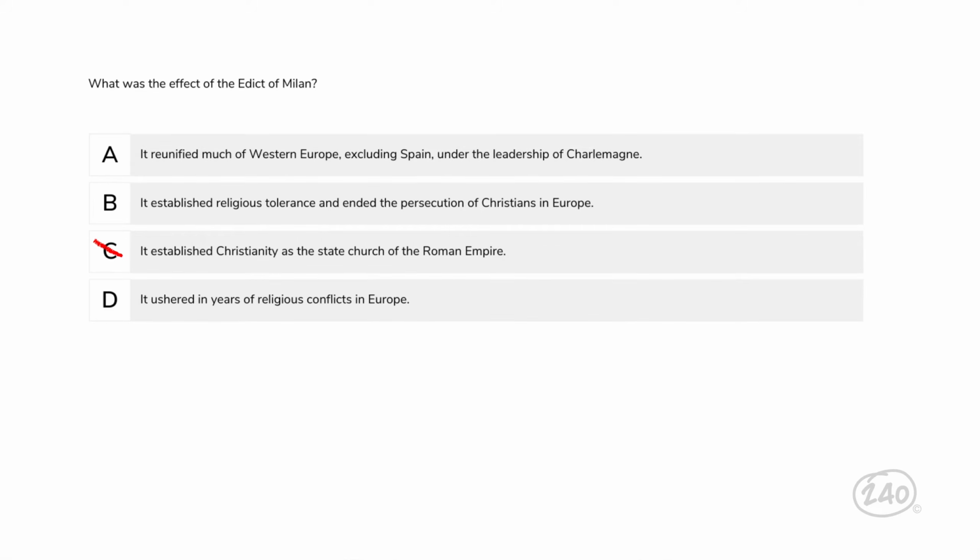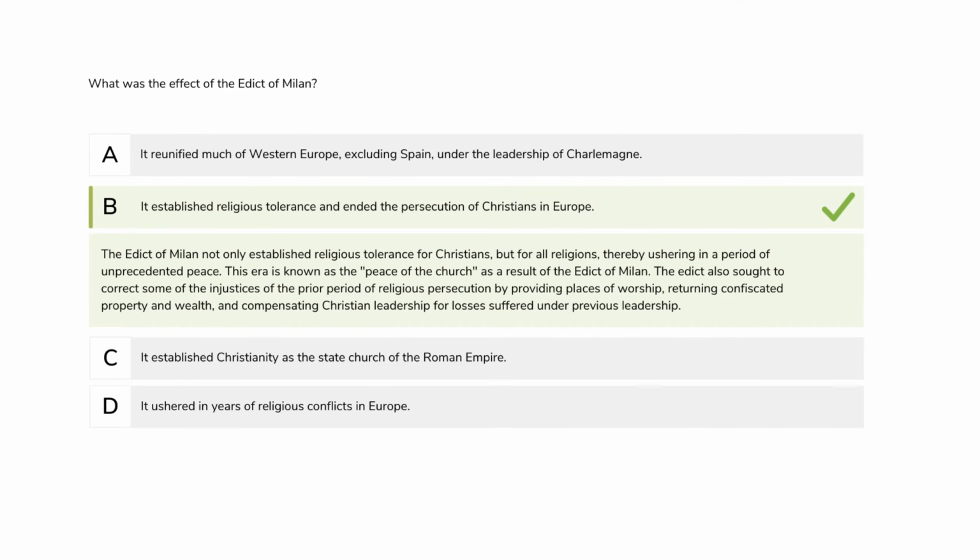Did this edict cause religious conflict? That seems in direct opposition to choice B. So I feel like it either has to be B, religious tolerance, or D, widespread religious conflict. I know B happened, and I have read about it. I also can't think why a Roman emperor would pass an edict that caused religious conflict. I know they were trying to quell religious conflict, so I'm going to go with B. The Edict of Milan established religious tolerance in Europe.